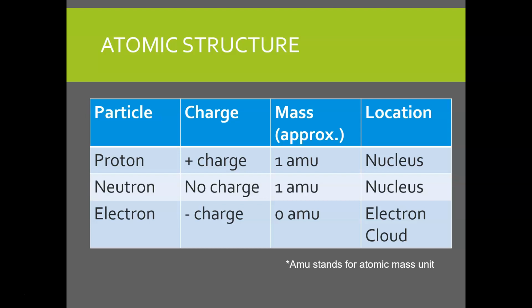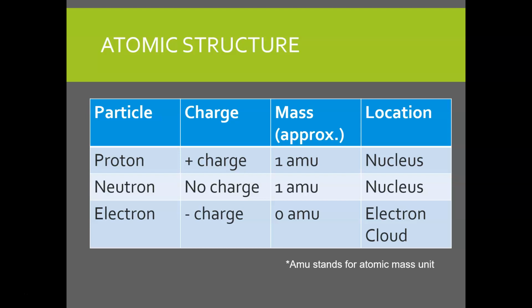Protons have a positive charge, neutrons, neutral, have no charge, and electrons have a negative charge. As far as their mass is concerned, protons have a mass of 1 AMU, neutrons have a mass of 1 AMU, and electrons have a mass of basically 0. It does have a mass, it's just incredibly small.